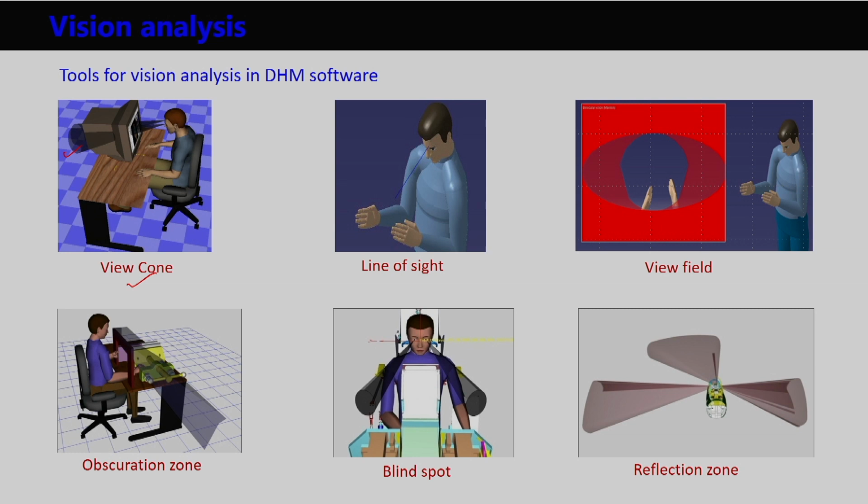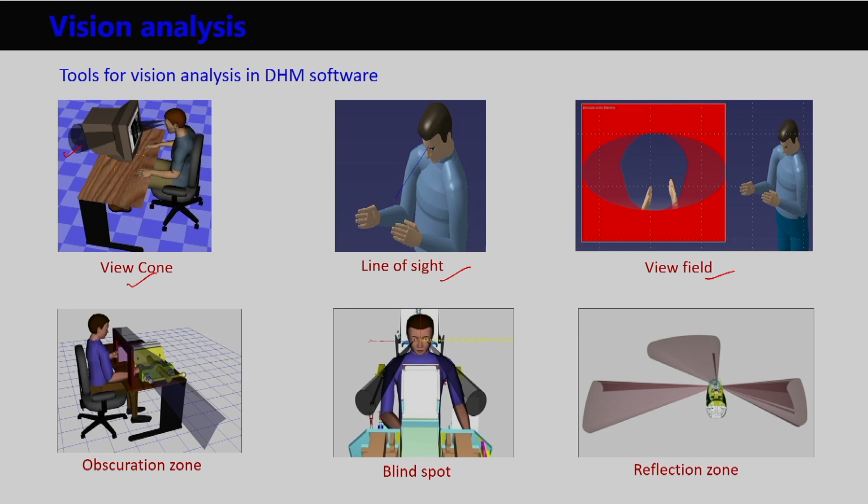As per our requirement, we can define the view cone and the size of the view cone also, in terms of distance, and accordingly we can check whether the particular object or particular display or controls is within the view field of the driver or not. Similarly, we can create the line of sight, that is where the driver is looking, how much is the neck angle, how much is the eye movement angle, we can measure using the line of sight.